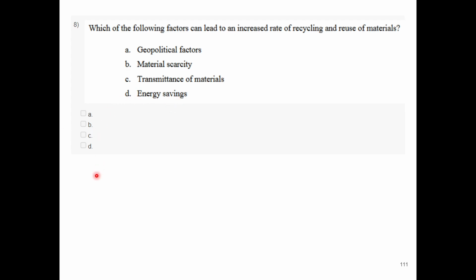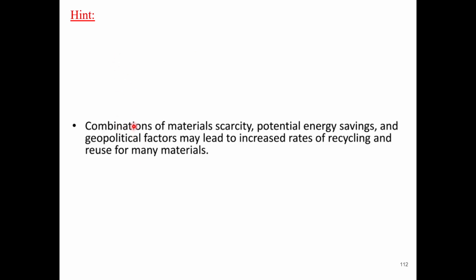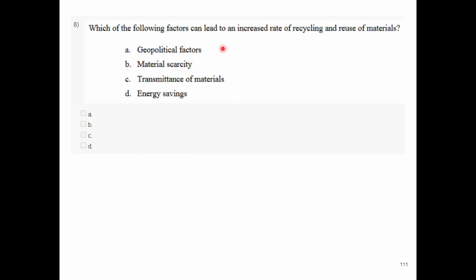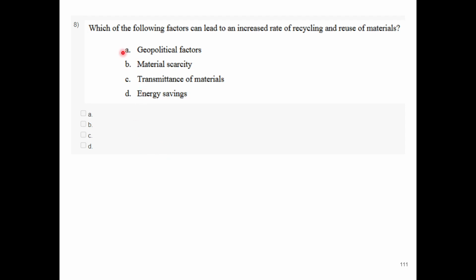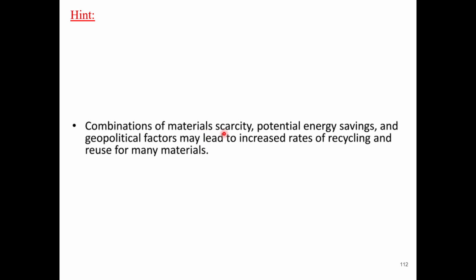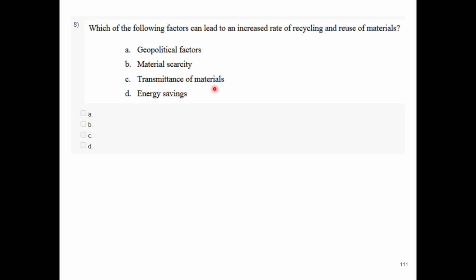So out of A, B, C and D, which is the correct option? So hint: combinations of material scarcity, potential energy savings, and geopolitical factors may lead to increased rates of recycling and reuse for many materials. So what are the factors that can lead to an increased rate of recycling and reuse of materials? One is geopolitical factors, correct. Okay, so A is correct. Material scarcity, that is also correct. Okay, so B is correct. Transmittance of materials, that is not correct. Okay, so C is incorrect. And D, energy savings, is also correct.